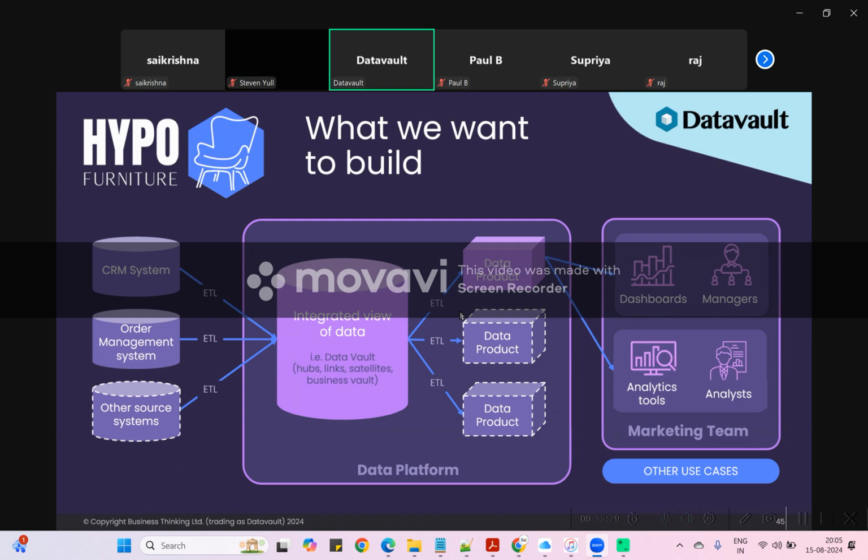And we're going to cut a business product out there for use by the analysts and managers in the marketing team. But there are other use cases. We may be producing other data products in the future from that data set.